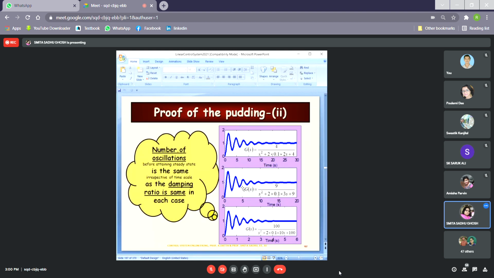Now, okay, so the number of oscillations, the same thing is shown over here. The number of oscillations before attaining steady state is the same irrespective of the time scale, as the damping ratio is the same in the three cases, right?